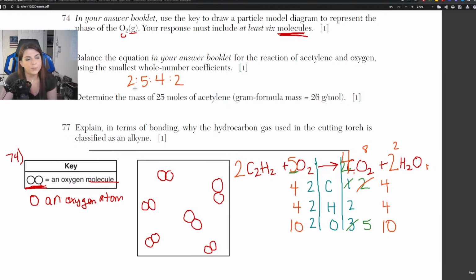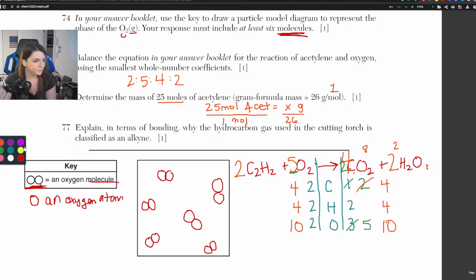I like to set up a ratio every time, which really for me is talking myself through it. So I always take what's given in the question and put that on top. 25 moles of acetylene is equal to X number of grams. I don't know. But I do know when I have 1 mole of this stuff, it will have a mass of 26 grams. And then I just cross multiply.